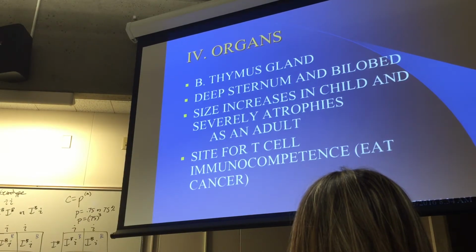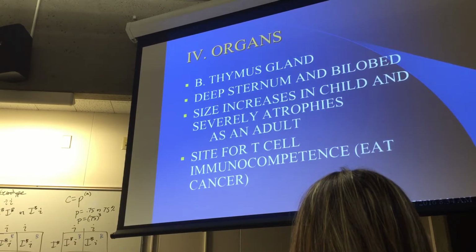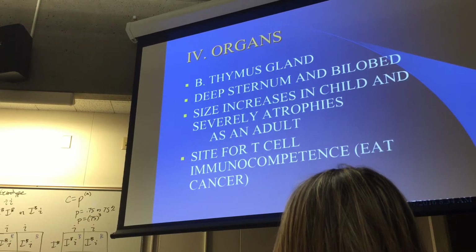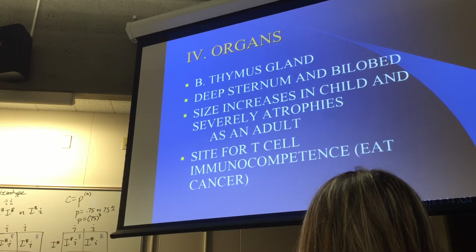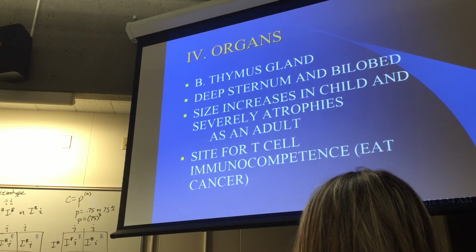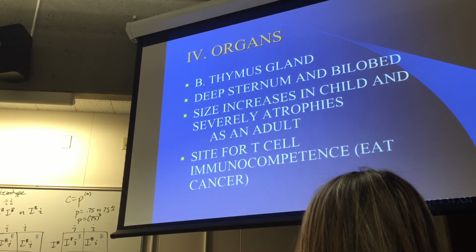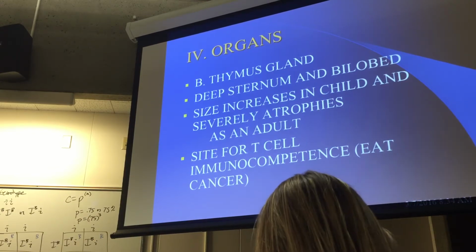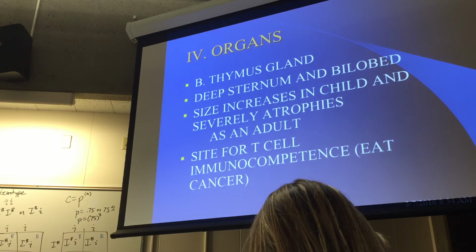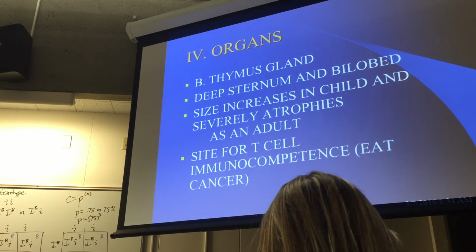Thymus. Deep to the sternum and bilobed, size increases in a child, atrophies in an adult. I told you this already. The thymus is the only organ I know of in the body that actually deteriorates with age. Inside, it's a site for T-cell immunocompetence. Those are T cells, or lymphocytes, if you haven't figured that out yet. So these are T lymphocytes, and that's where they go to mature. As children are developing their immune system, they'll send off the best of the best, the warriors. It's the Top Gun school for T cells, and only the best ones will actually mature into competent T cells in the thymus.